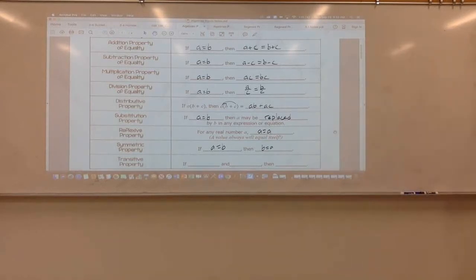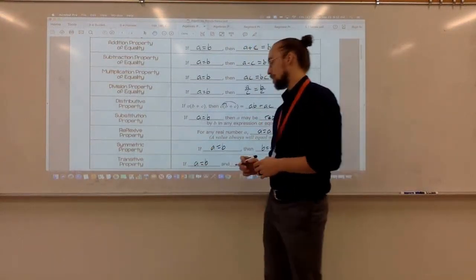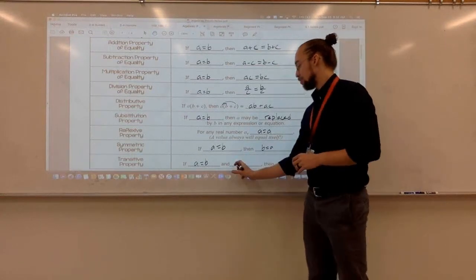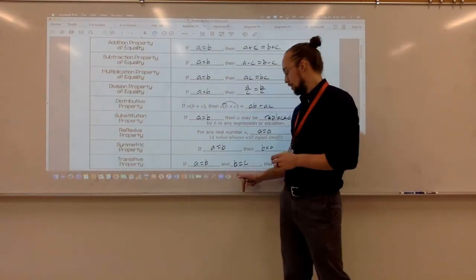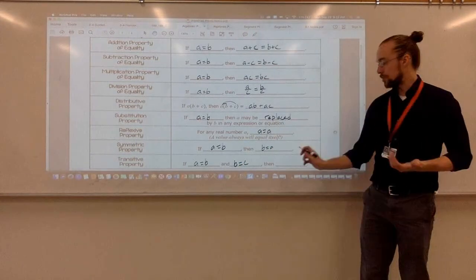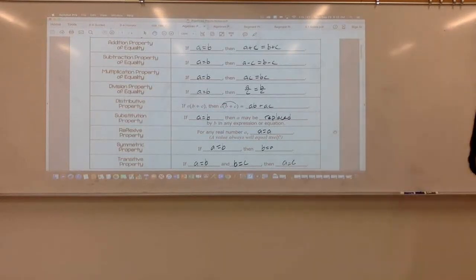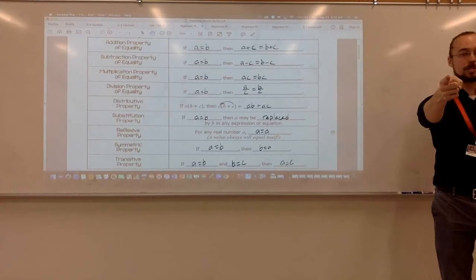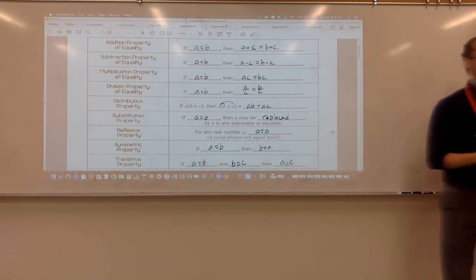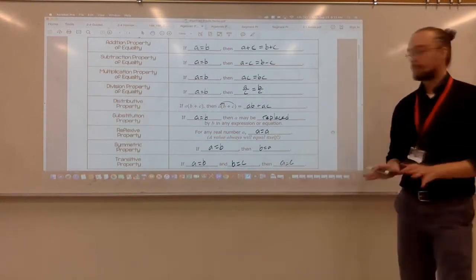And then the last one on here, the transitive property, says if I know that two things are equal to the same thing, so if A equals B and B equals C, so both A and C are equal to B, then they're equal to each other. Another way of saying that would be, if I'm the same height as Gage, and Gage is the same height as Gavin, then I'm the same height as Gavin. That's the transitive property. Any questions so far on these properties?